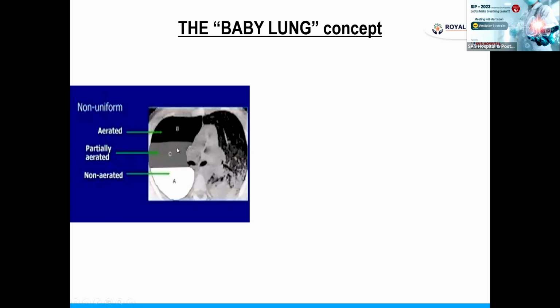Already 50 to 60% of the lung is affected. Whatever normal portion of lung is there, it is going to take the brunt of whatever tidal volume and pressure you are going to generate, and that is also going to get affected. This is the concept of baby lung.